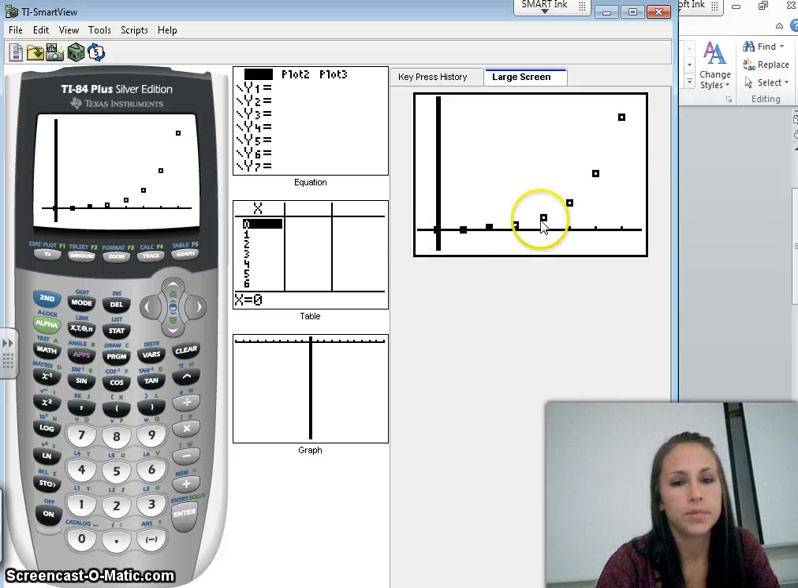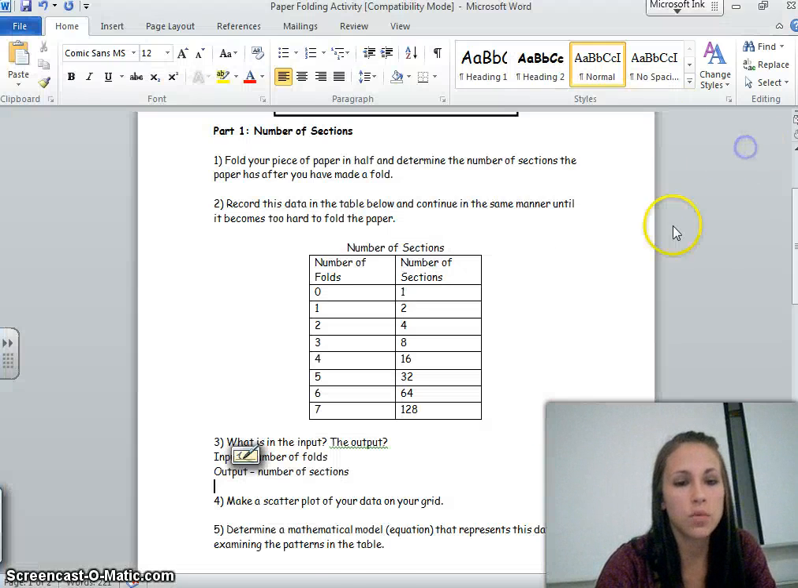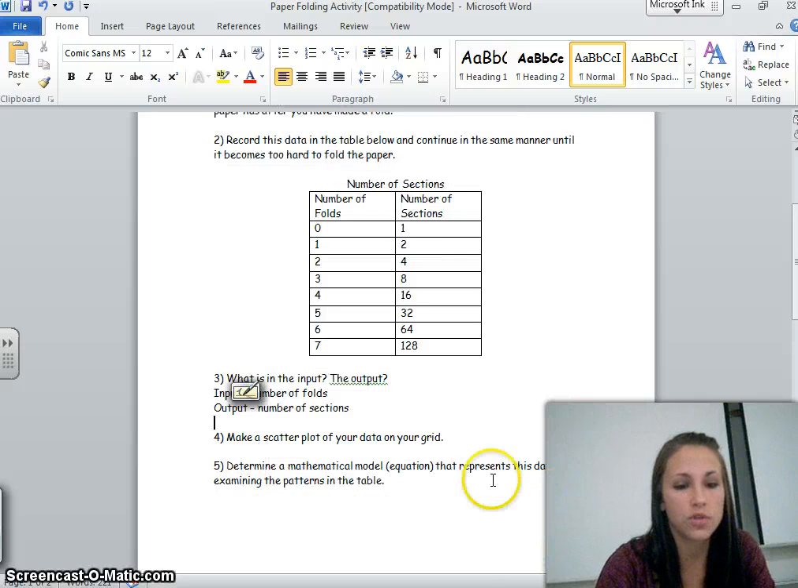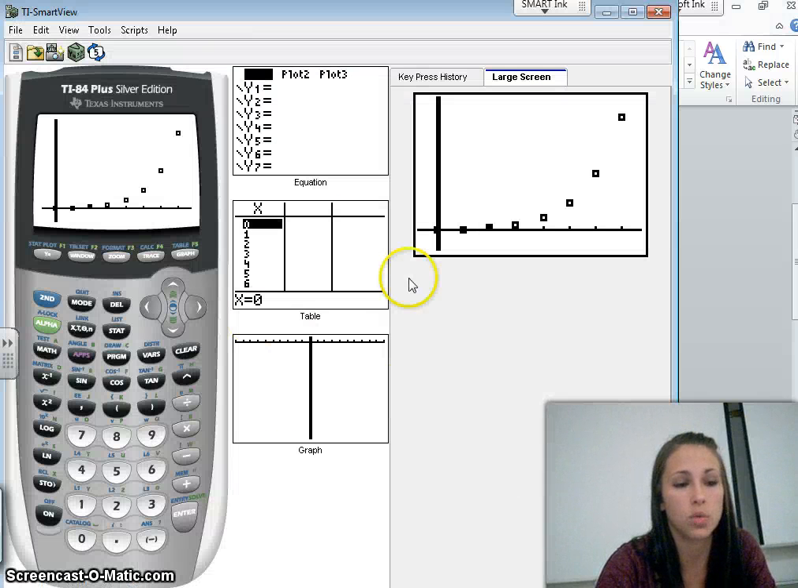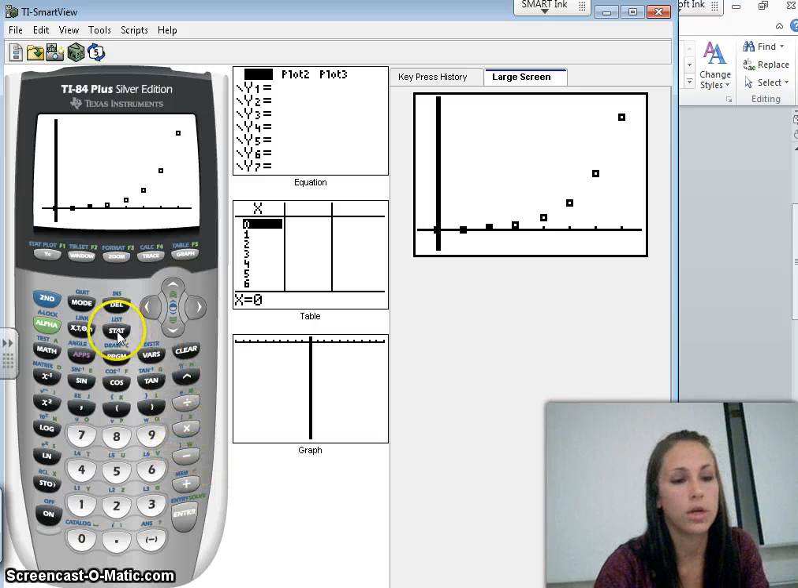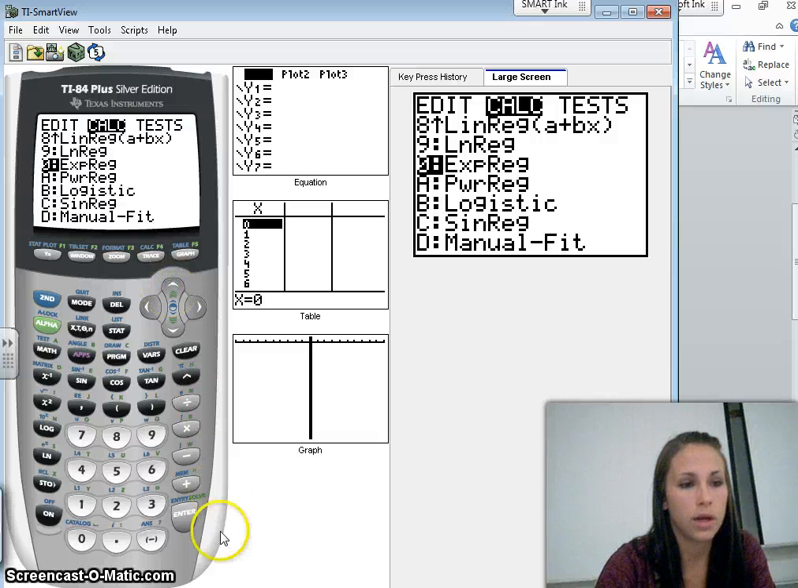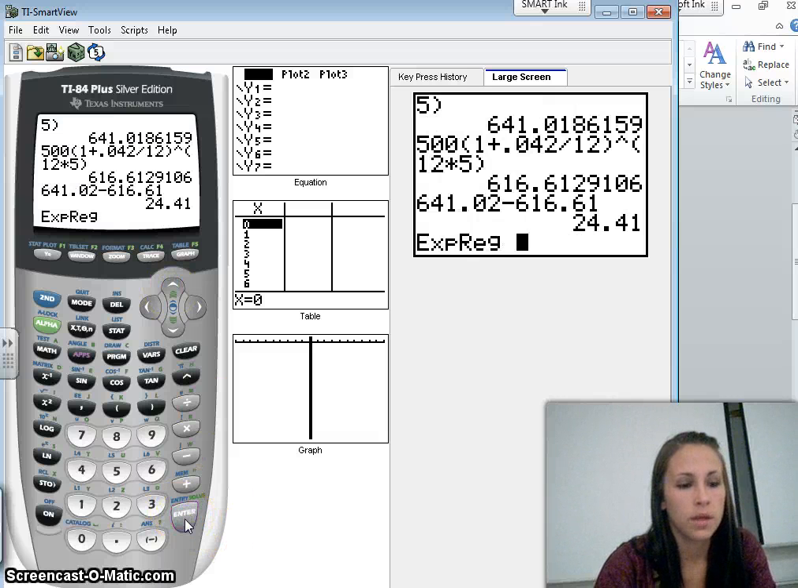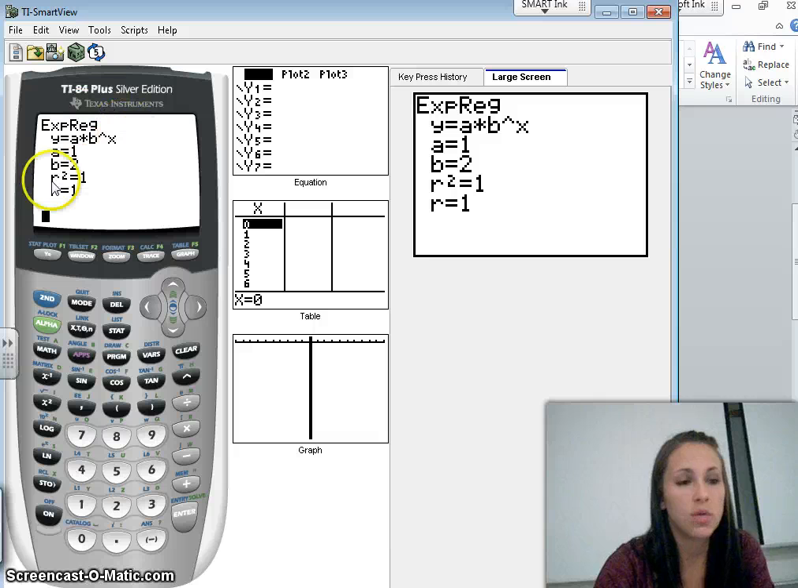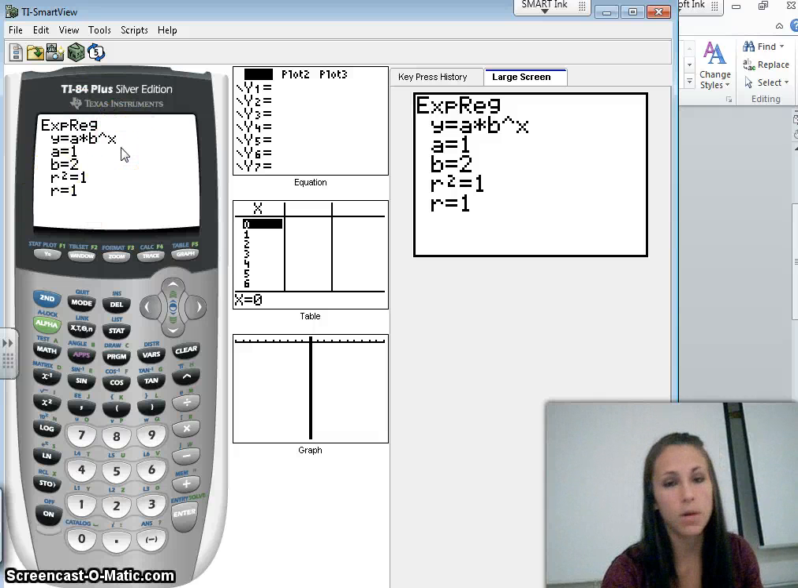And so it's got that horizontal asymptote. So now we've done number 4, we want to find an equation that represents the data. So we're just going to do an exponential regression and find our equation. So I'm going to go to Stat Calc, exponential reg, and hit enter, and so then this is going to represent the model that gives me that data.